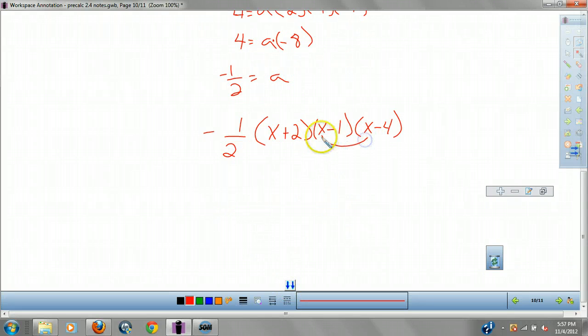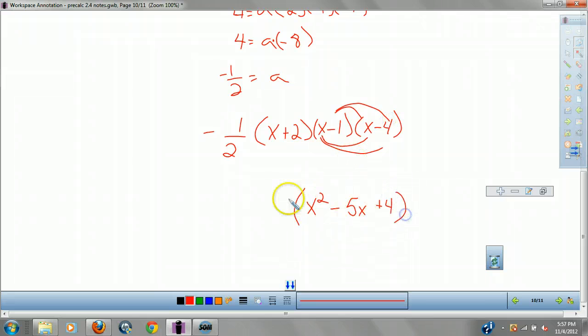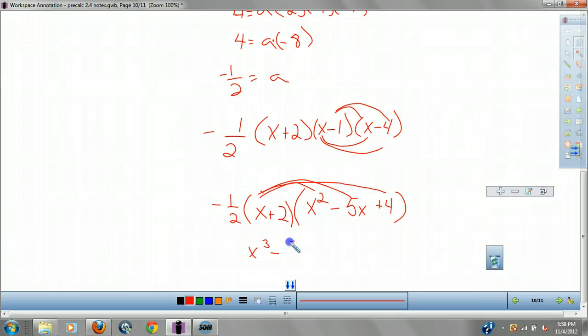So I take my x squared minus 5x plus 4. Again, guys, I'm just FOILing. All that times my x plus 2, negative 1/2 style, not Gundam style. And again, I'm going to FOIL this beast. x times x squared is x cubed. x times negative 5x is negative 5x squared. x times 4 is 4x.